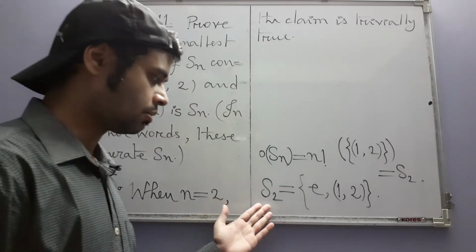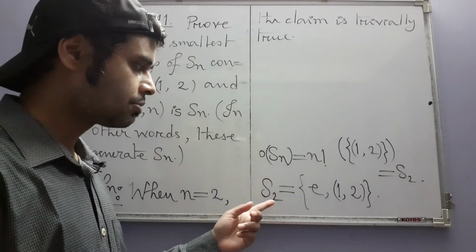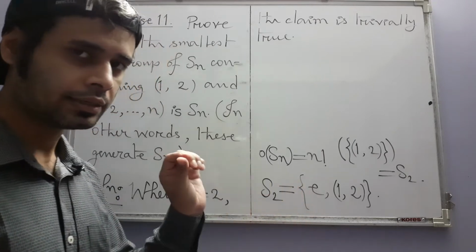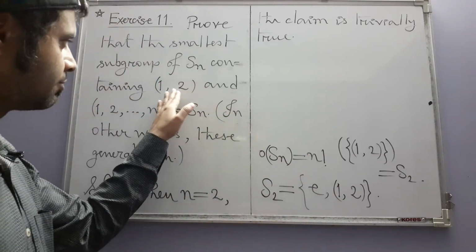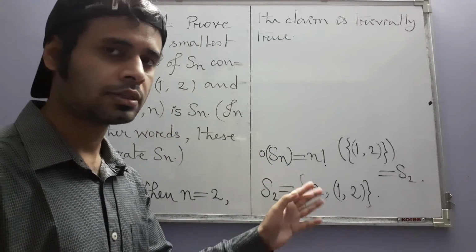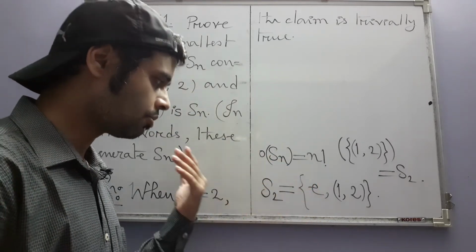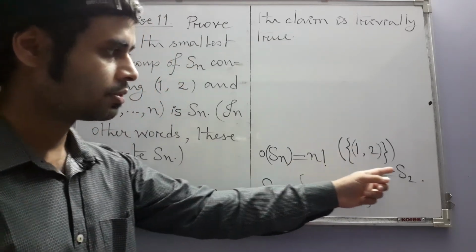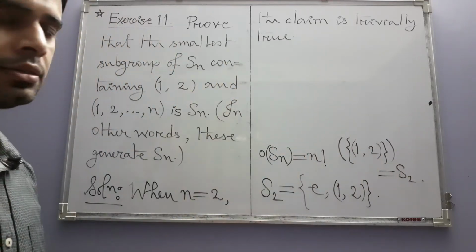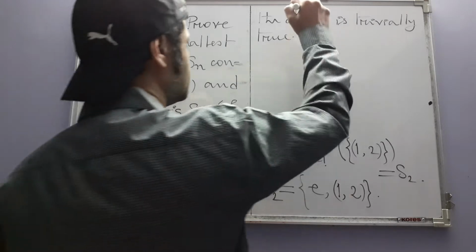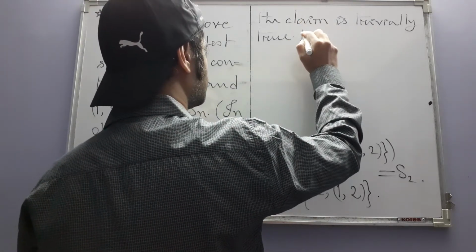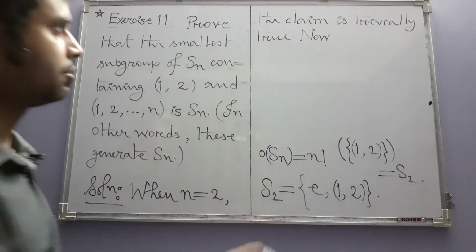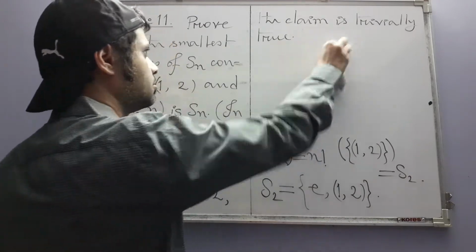That's because what are the subgroups of S2? S2 has only 2 subgroups. One is the trivial subgroup consisting of only the identity element, which however does not have this 2 cycle. So that's not the subgroup we are seeking. The only other subgroup is S2 itself. So that's why the subgroup generated by only this is S2. So in this case, things are trivially true. Or okay, instead of writing now, we write like this.